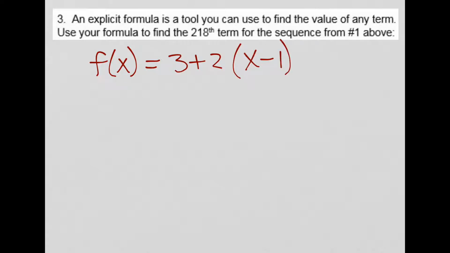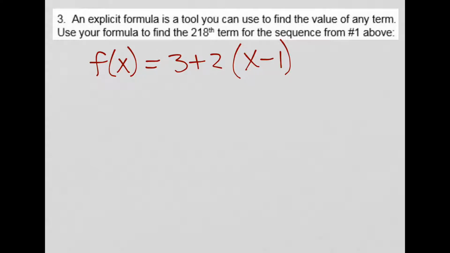So the explicit formula we came up with up in our table looked like this: 3 plus 2 times x minus 1. Remember what this stuff means. 3 was our first term, 2 was our pattern, and x is the term we're trying to find, and we're subtracting 1 because we don't add that pattern on every single time, not the very first time, only after that do we start adding it on. And f of x is just the name of this function. You don't have to worry about that. We'll learn more about function notation later, and hopefully that'll clear up for you.